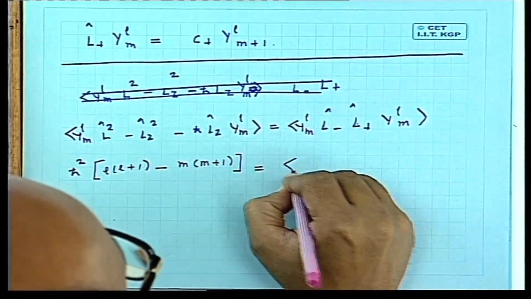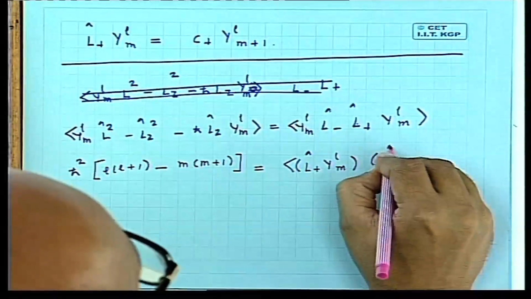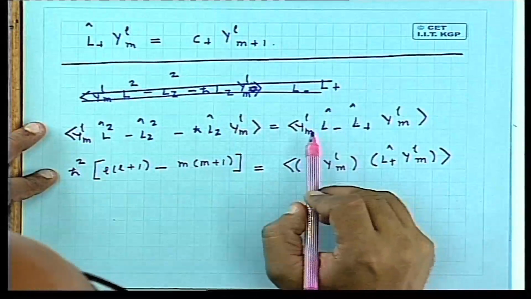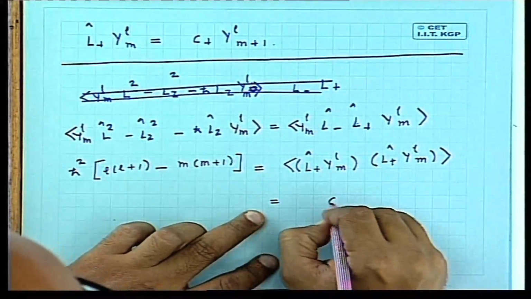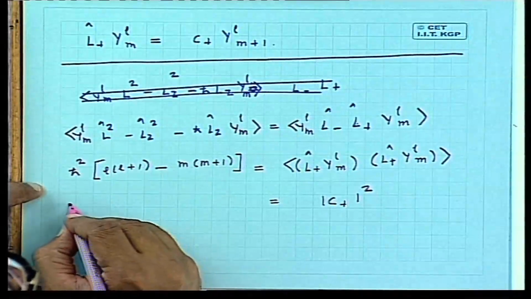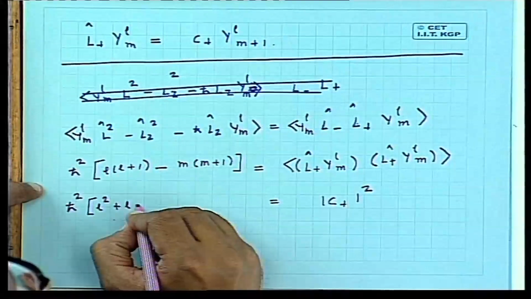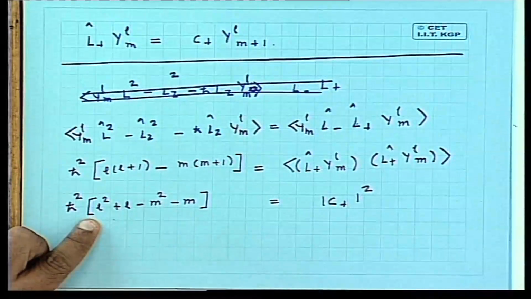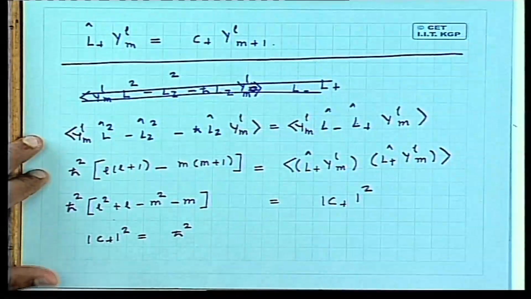And this is the inner product of L plus acting on Y_lm with L plus Y_lm, because L plus and L minus are the conjugate of each other, and the right hand side is equal to |C plus| squared. The left hand side can be simplified. So the left hand side becomes ħ squared, and this we can write as l squared plus l minus m squared minus m. Here we have l squared minus m squared. Let me simplify this a little further: |C plus| squared is equal to ħ squared (l squared minus m squared).